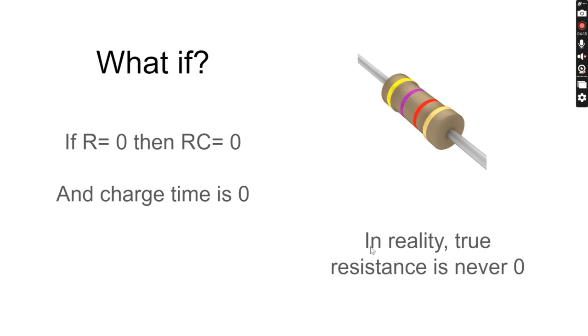But in reality, we're just approximating these wires as having no resistance, and no wires truly have no resistance. So the true resistance of the system can never be 0, and thus the capacitor can never charge instantly. It would just charge very quickly because of that low resistance.